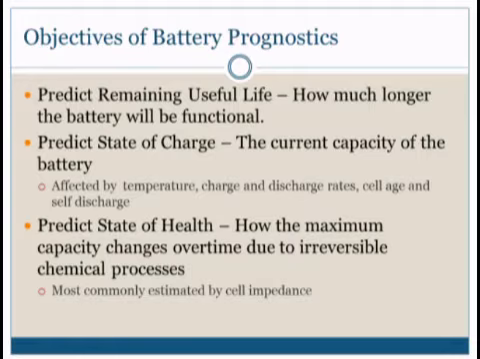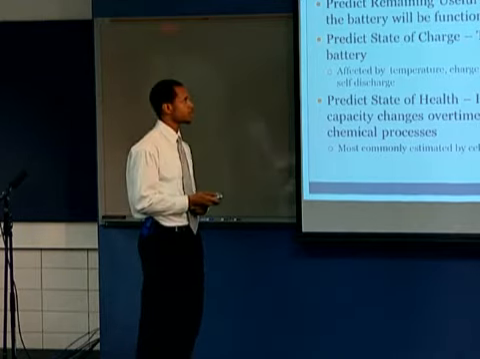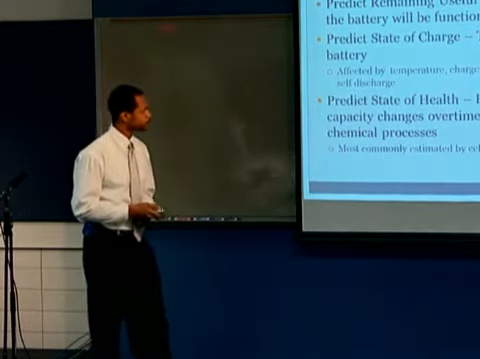So the primary objectives of battery prognostics include RUL prediction, or remaining useful life prediction. How much longer can a battery be charged and discharged? Predicting the state of charge within a certain discharge cycle. How much longer will that discharge cycle last, basically? And predicting the state of health of a battery, which is basically how the capacity is deteriorating in comparison to its nominal capacity.